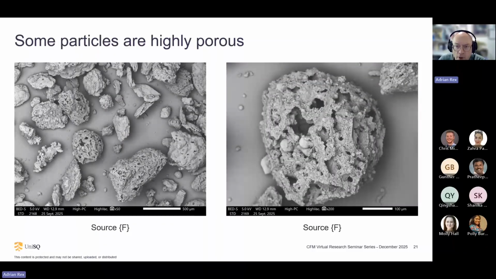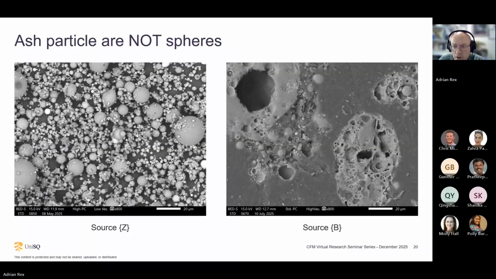These are bottom ash particles, and you can see these ones here are quite porous, and again, they're not spheres. And as we saw earlier on, many power stations will blend bottom ash, this stuff, with the more solid particles and pump it to your ash ponds.